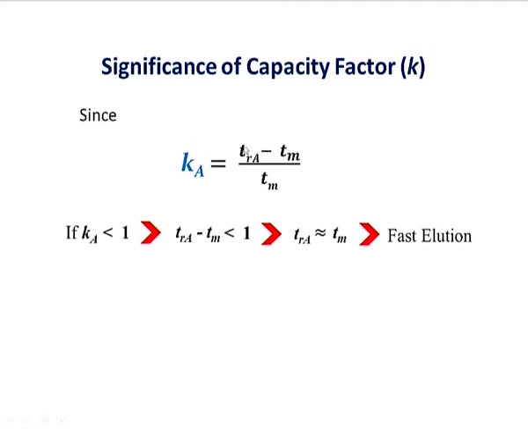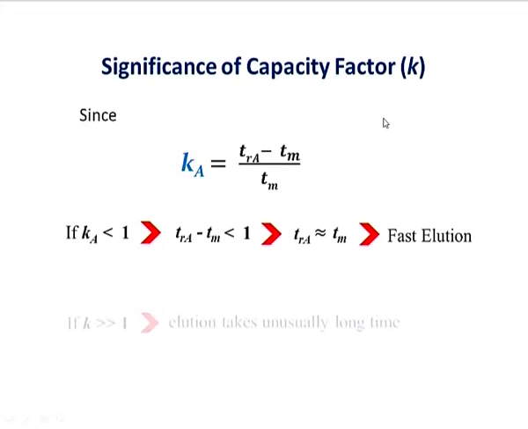Let us consider two different situations here. In the first situation, in this equation Ka, let us assume that the value of Ka turns out to be less than 1. If that happens, it would mean TRA minus Tm is less than 1 here, which would mean that TRA is more or less equal to Tm, which would mean that the peak in question has come almost at the same time when an unretained peak has appeared. It means it is a case of fast elution. I would say very fast elution, which we do not want, right.